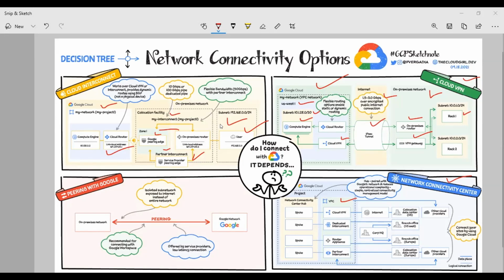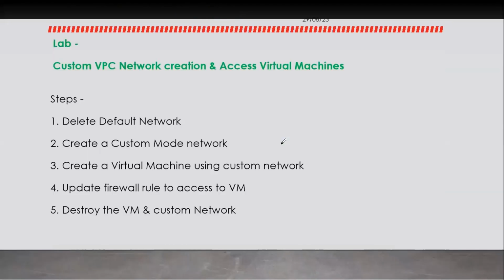So let's move next then to the lab. Okay. So for today's lab, let's see what all things we want to cover. We'll be creating a custom VPC network. Once the network is created, it will be in custom mode, right? So we'll first delete the default network and create our own custom network.